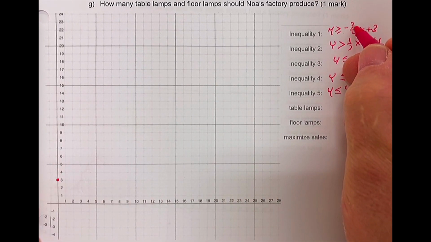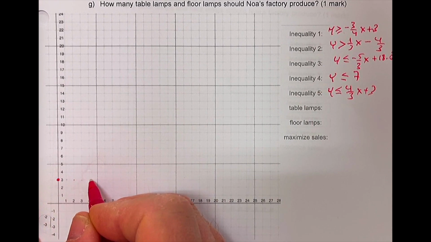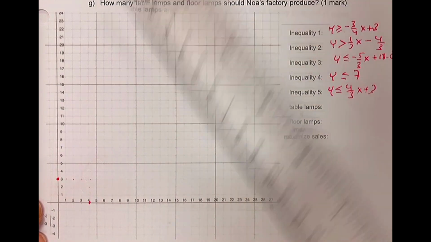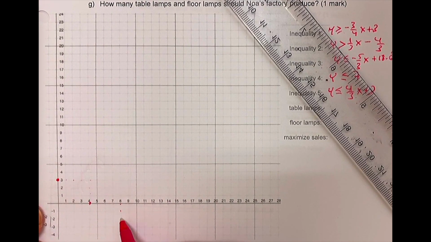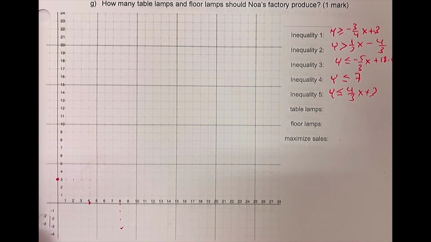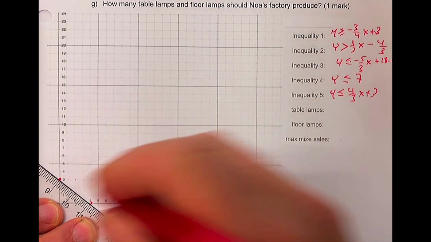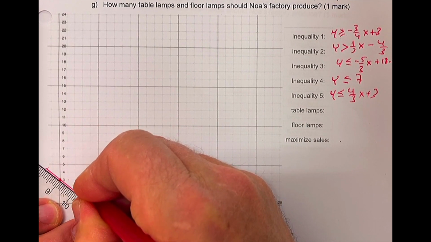The slope is negative 3/4, so we're moving over 4, 1, 2, 3, 4, and then we're moving down 3, 1, 2, 3. I can do that a few times to make it more accurate. Move over 4, 8, down 3, 1, 2, 3, like that. That's about as much of the line as we can draw. And it is a solid line because it's greater than or equal to. Because it's greater than, we are shading above. Put an arrow like that.